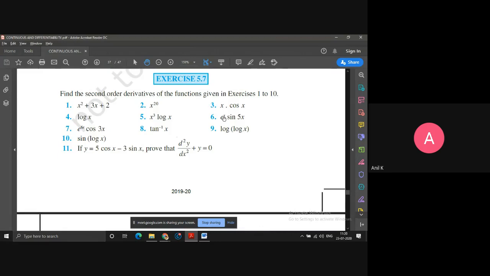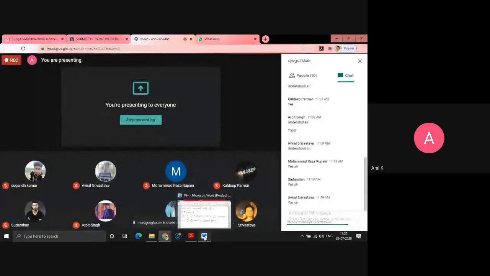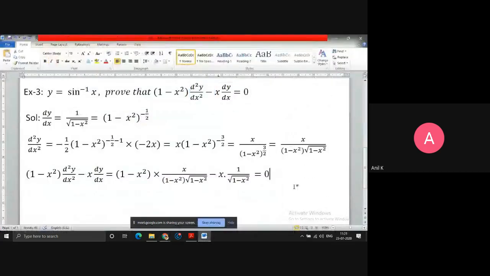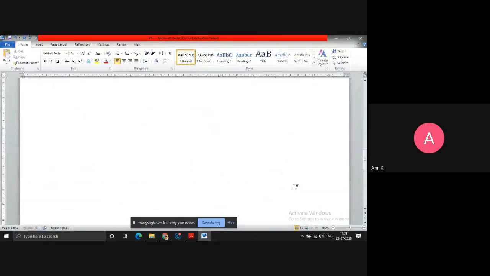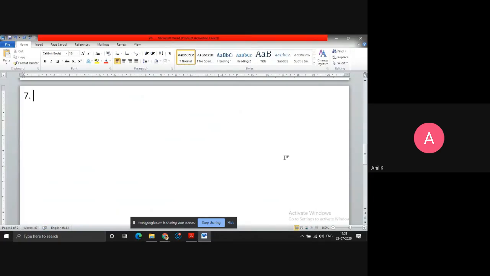Sixth question, I'll go, e power x into sin x. Or maybe I'll go to the seventh question, e power 6x into cos 3x. Next example, seventh question of the exercise. So let me insert the equation.